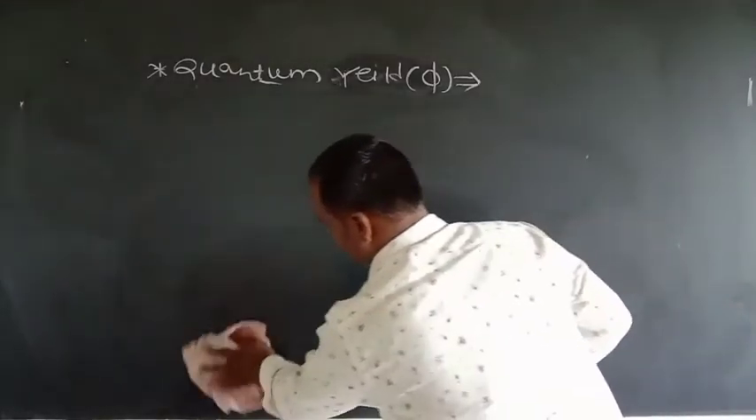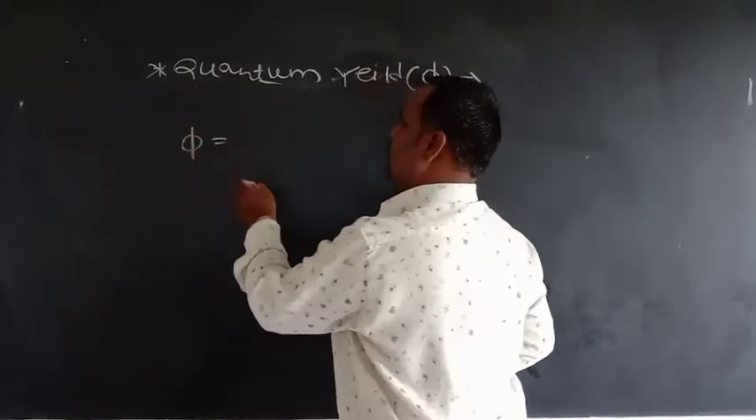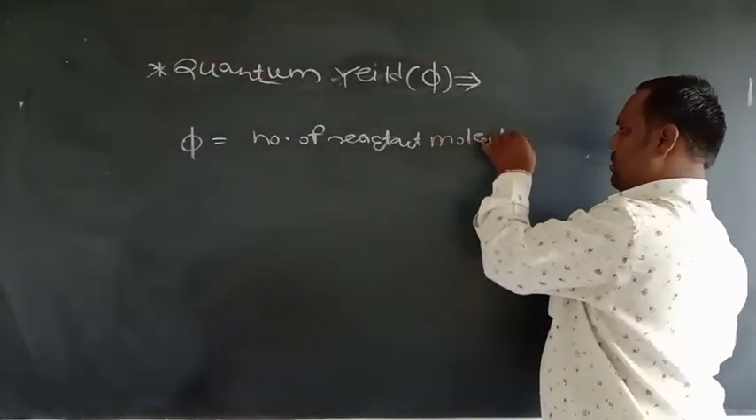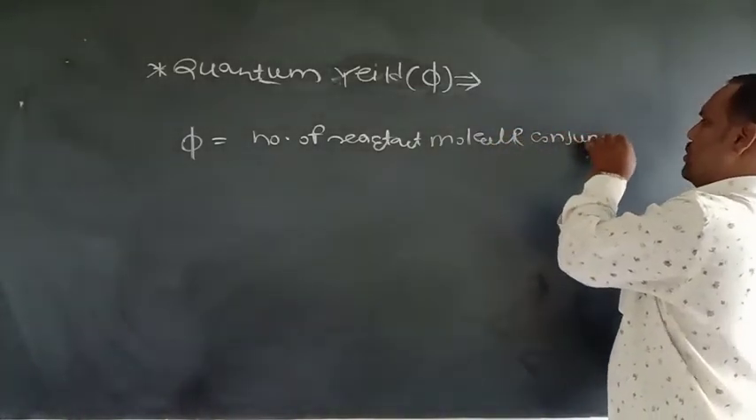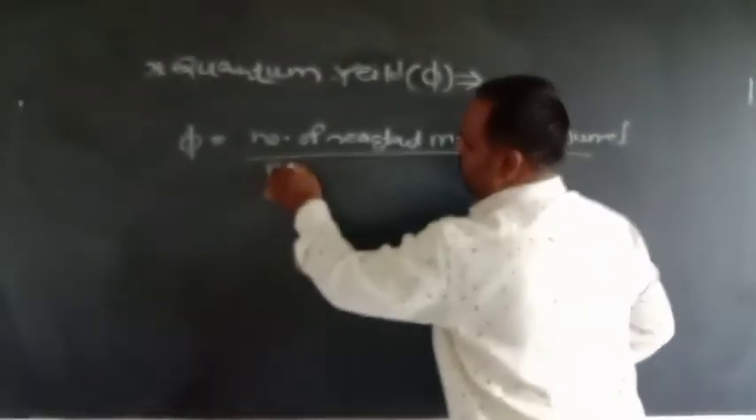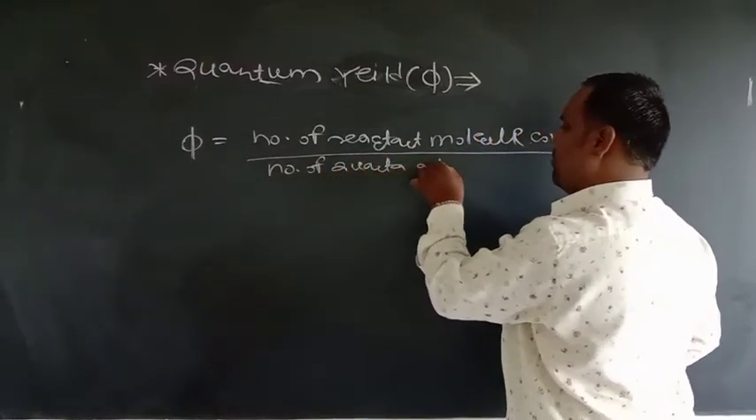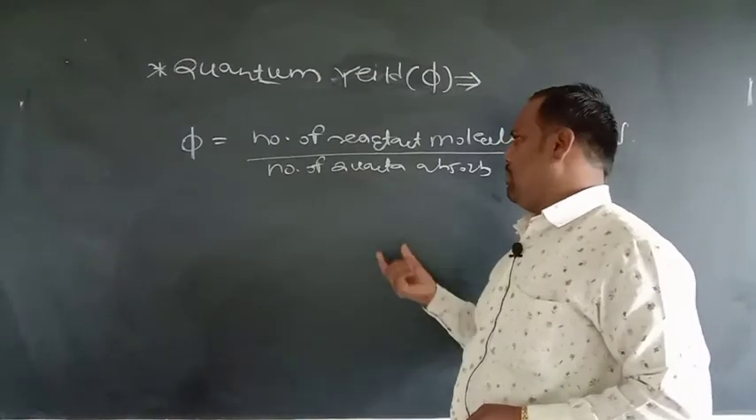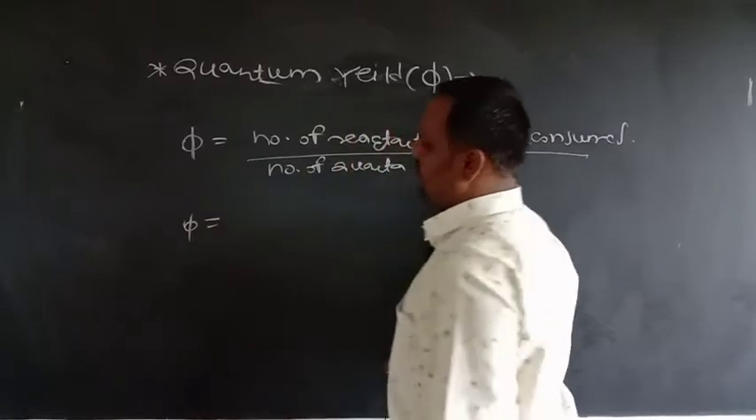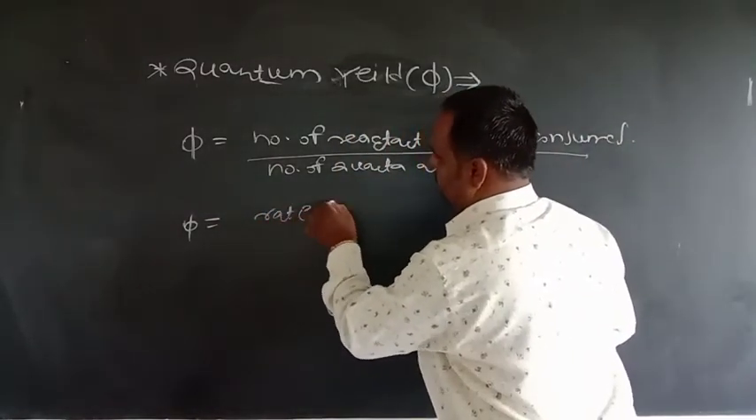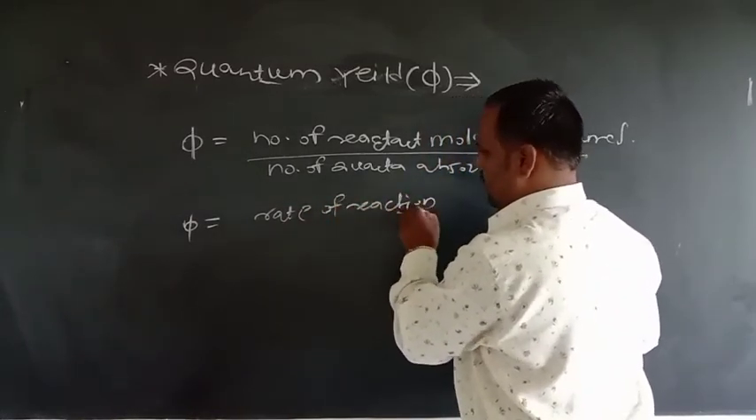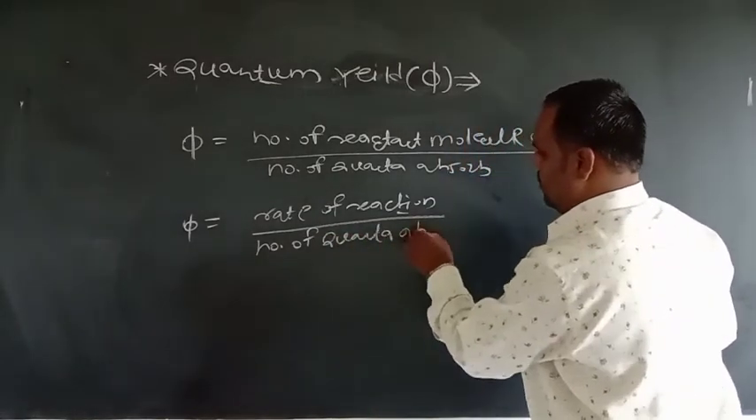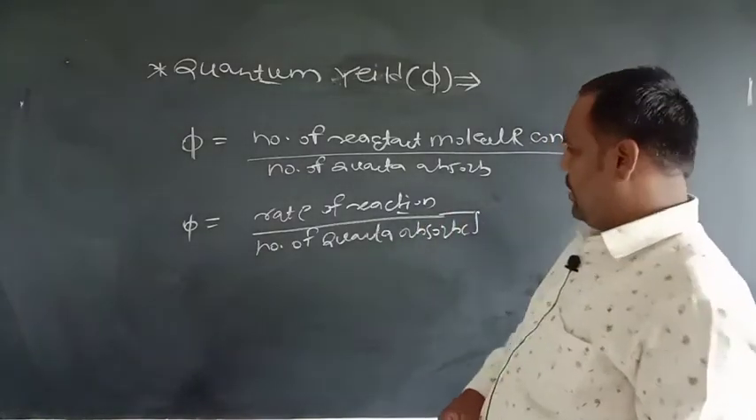In other words, we can write phi equal to the number of reactant molecules consumed divided by the number of quanta absorbed. So the number of product molecules formed or the number of reactant molecules consumed divided by the number of quanta absorbed, or we can write phi or quantum yield is equal to the rate of reaction divided by the number of quanta of light radiation absorbed. So it is the ratio of the rate of reaction to the number of quanta absorbed.